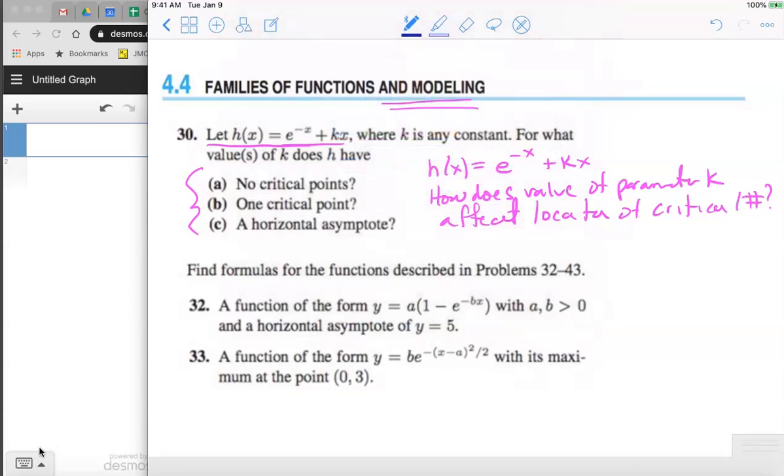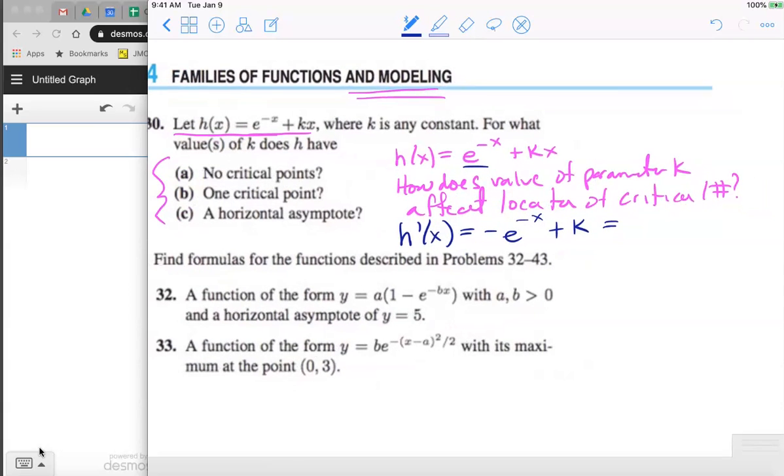So we know that critical numbers come down to finding the derivative of the function. The derivative of e to the negative x is negative e to the negative x according to the chain rule, and the derivative of kx is equal to k. Now it comes down to us solving that equal to 0. We could move the k to the other side, and we want to solve for x. That would require that we multiply both sides by a negative.